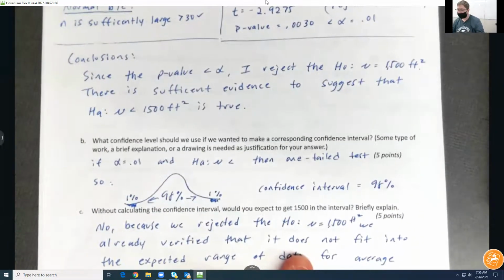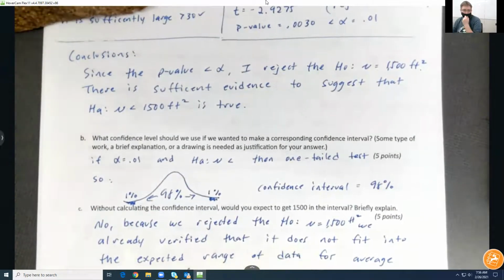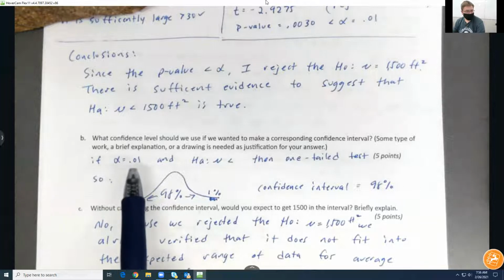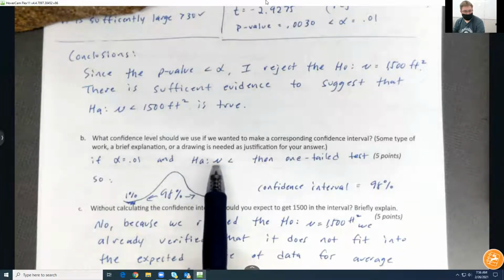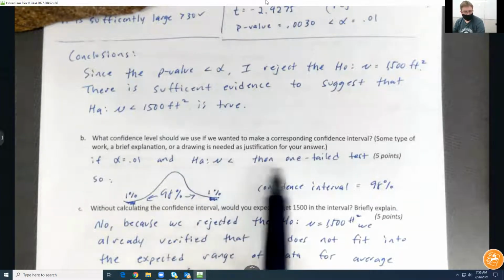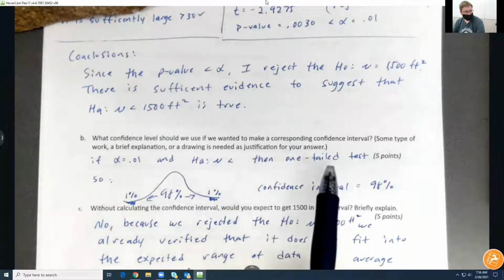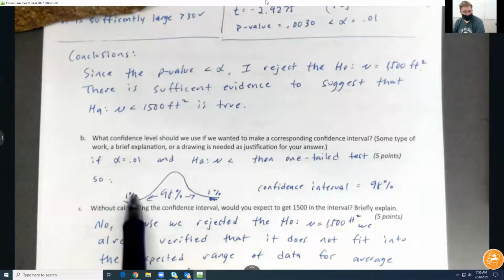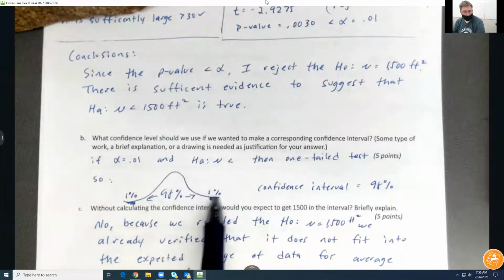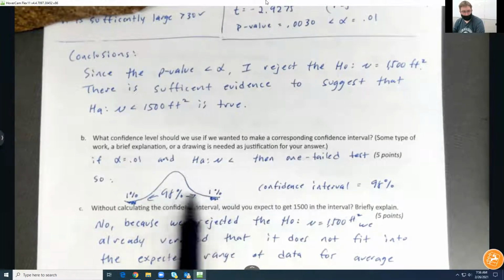There's my picture, my graph to prove what I'm saying is not total BS. So if alpha is equal to 0.01 and our alternative is less than something, that means we did a one-tailed test. Cole said this exactly right. So that means 1% of our area that we were testing at was right here. But the graph is symmetrical. Even though we didn't use it, there was 1% over here. Therefore, what's left over in the middle is 98%.